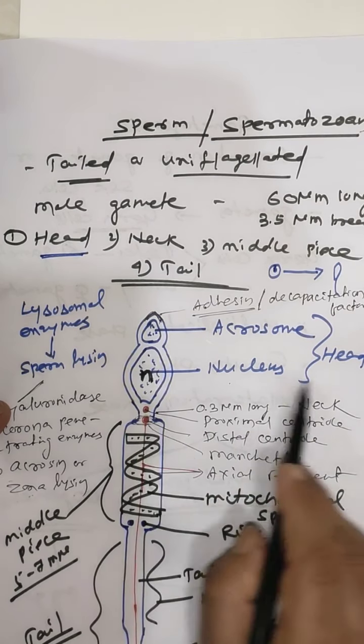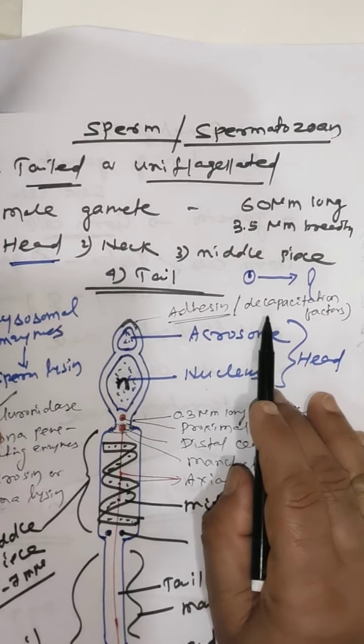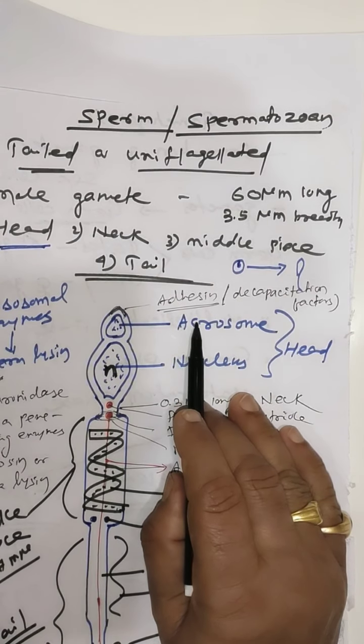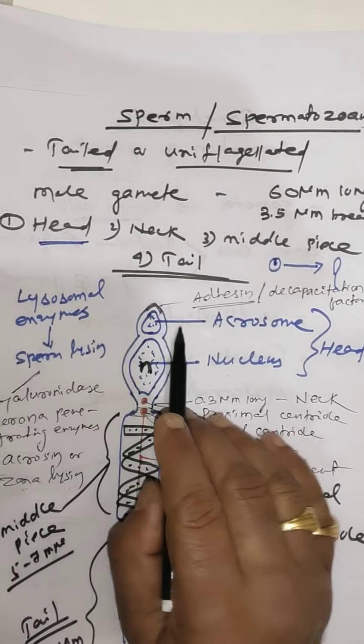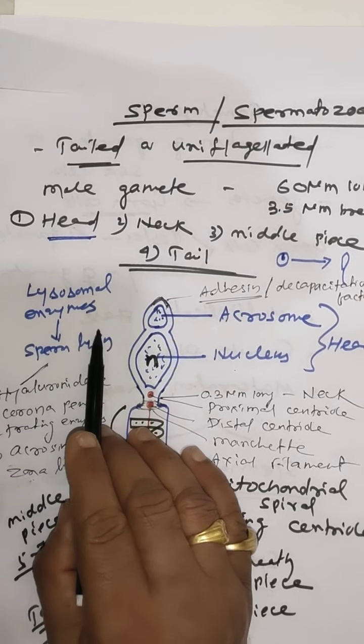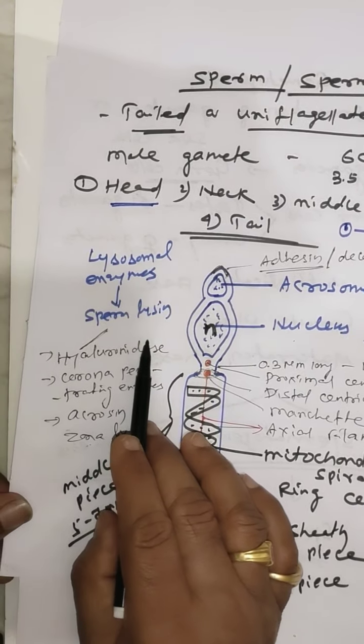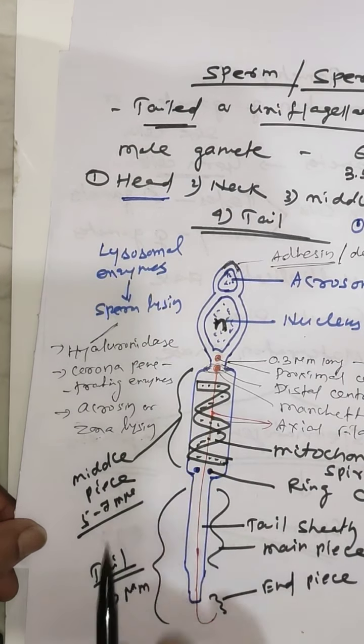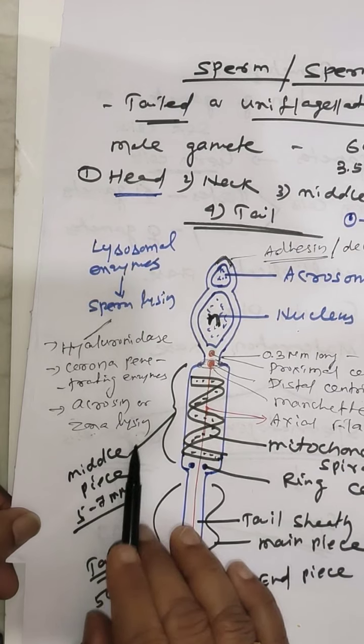The tip of the head contains adhesin, which is the decapacitant factor. Before fertilization, the adhesin should be removed. The acrosome contains lysosomal enzymes together called sperm lysine. The sperm lysine includes hyaluronidase, corona penetrating enzyme, and acrosin or zona lysine.